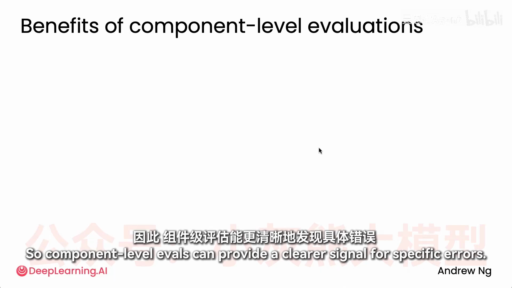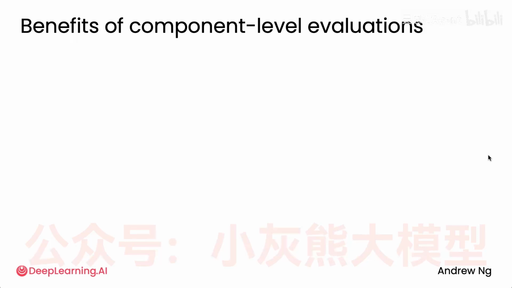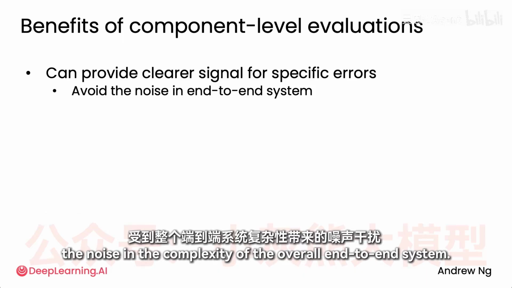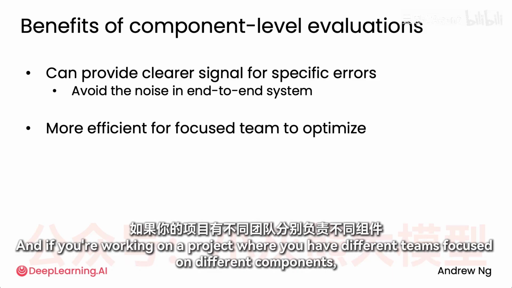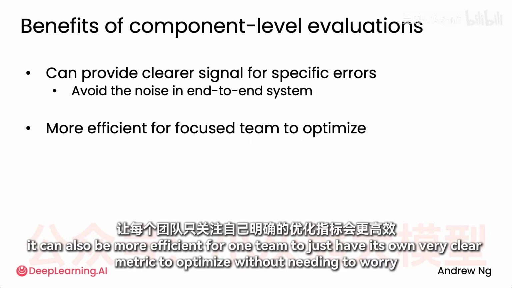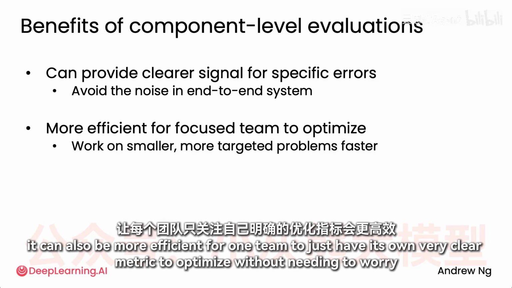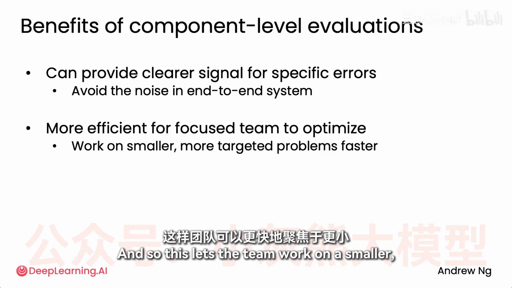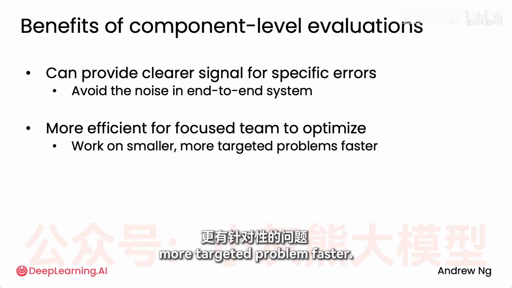So component-level evals can provide a clearer signal for specific errors. It actually lets you know if you're improving the web search component or whatever component you're working on, and avoid the noise and the complexity of the overall end-to-end system. And if you're working on a project where you have different teams focus on different components, it can also be more efficient for one team to just have its own very clear metric to optimize without needing to worry about all of the other components. And so this lets the team work on a smaller, more targeted problem faster.